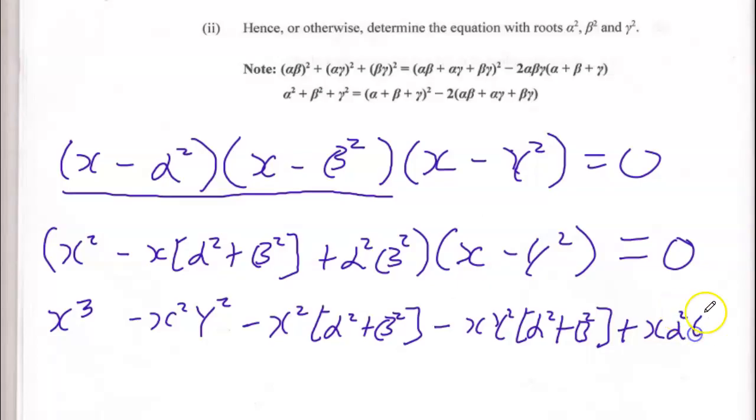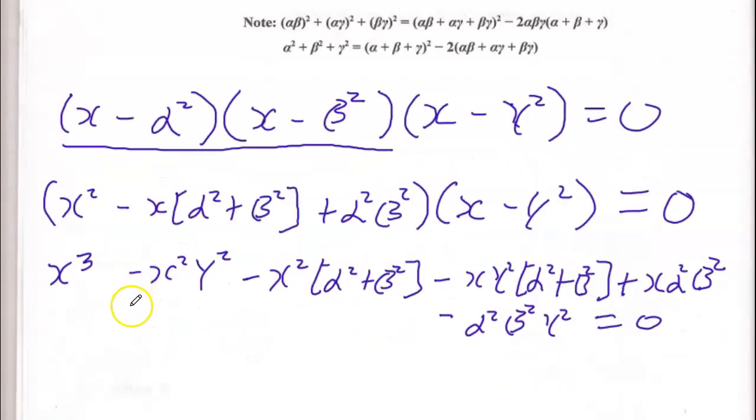And the second to last term, we have alpha square beta square times x, and the final term we have negative alpha square beta square gamma square, equal to 0. Now see if we can find the coefficients.